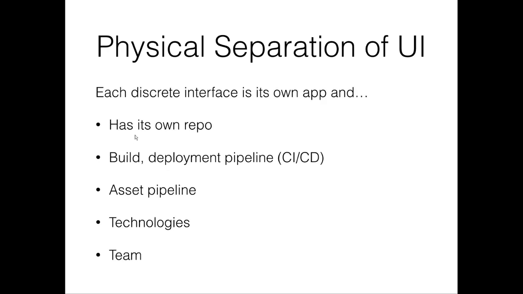So in this case, each discrete interface would be its own application, would have its own repo, its own build and deployment pipelines, its own asset pipelines, and could use radically different technologies. So it's great to slice up if you have a huge team and you want to slice things vertically, so different conceptual concerns go to different teams. And I'll talk a little more about that later. So you may have a wide variety of these UIs and different teams supporting each one.